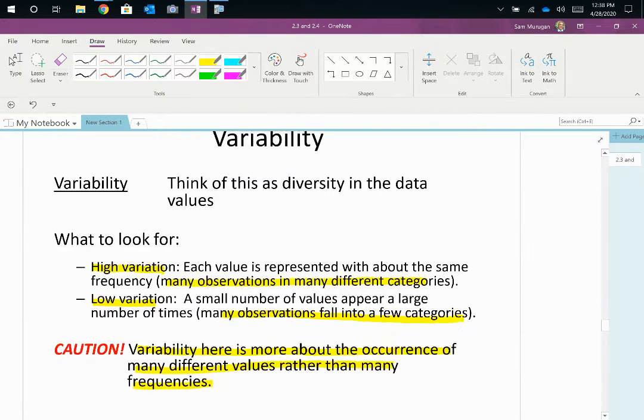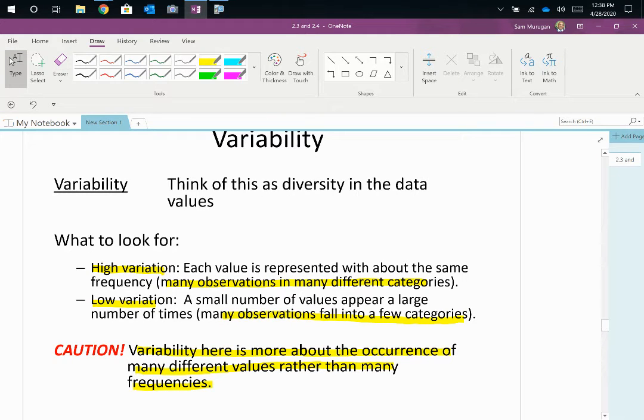Okay. Now, variability. Think of this as the diversity in the data. We look for high variation, values represented at about the same frequency. In other words, many observations in different categories. That's a high variation. And a low variation would be many observations just falling into a few categories. Highlighted caution here. Caution: variability is more about the occurrence of many different values rather than many different frequencies.